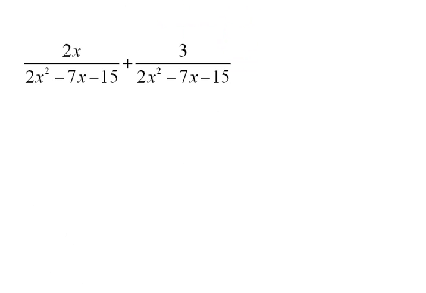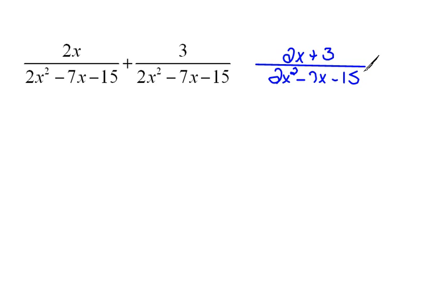Here we have a problem that says 2x over 2x squared minus 7x minus 15 plus 3 over 2x squared minus 7x minus 15. So again, we have to look to see whether we have a common denominator or not, and in this case we do. So we would write our answer over that common denominator of 2x squared minus 7x minus 15. And then we would combine our numerators.